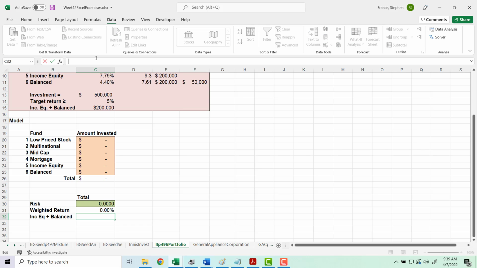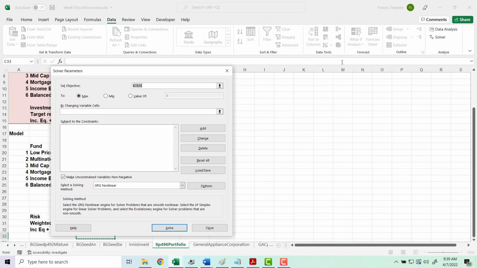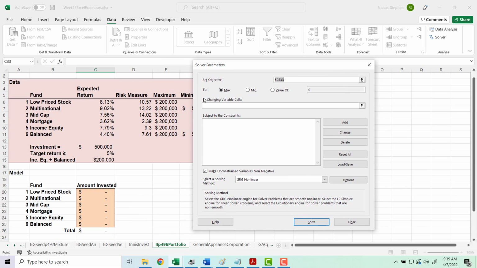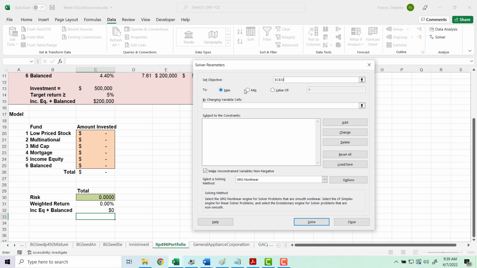And this one's very simple because we're going to make the last two add up to $200,000. We have the last two, C24 and C25, and we're going to constrain them to be $200,000. So now we actually have enough to create our solver. What do we want to do? Well, we want to minimize risk, by changing all of these.